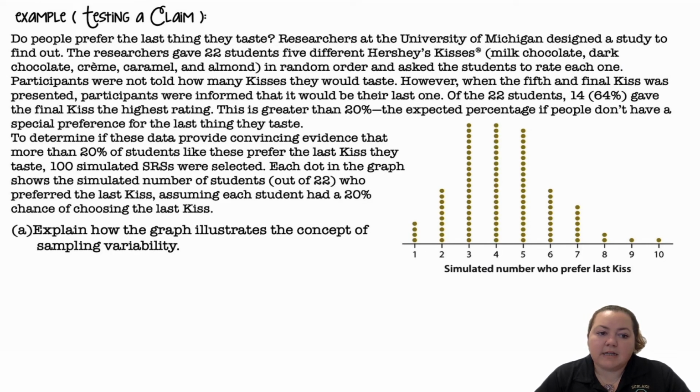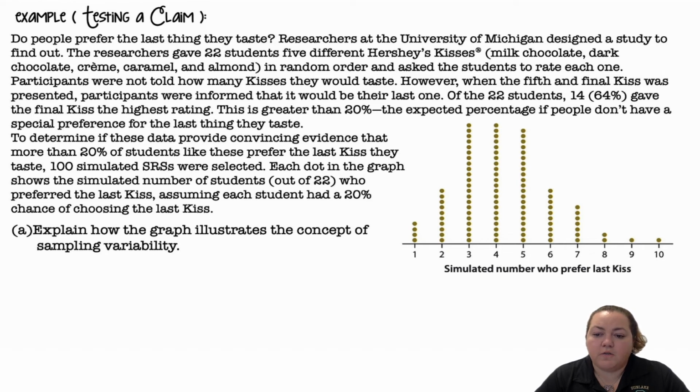All right, testing a claim. Do people prefer the last thing they taste? Researchers at the University of Michigan designed a study to find out. The researchers gave 22 students 5 different Hershey Kisses: milk chocolate, dark chocolate, cream, caramel, and almond, in a random order and asked students to rate each one. Participants were not told how many kisses they would taste. However, when the 5th and final kiss was presented, participants were informed that it would be their last one.